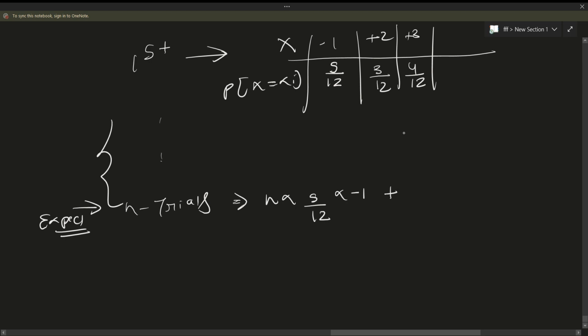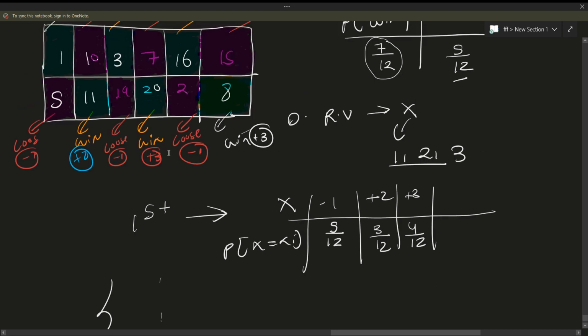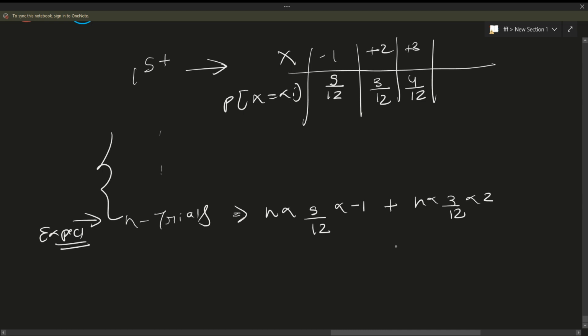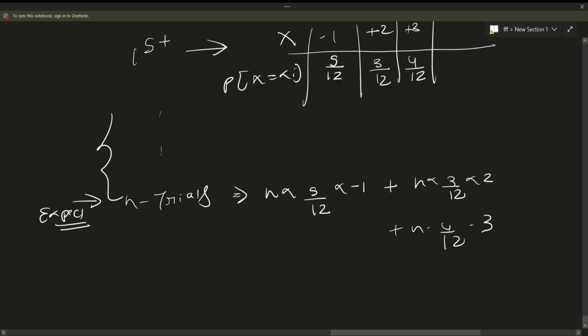Now let's see for 2. So n cross 3 upon 12 cross 2. Since we are winning, I am writing plus 2. Since I am losing -1, I am writing -1. And then n 4 upon 12 into 3. So let's calculate the sum.